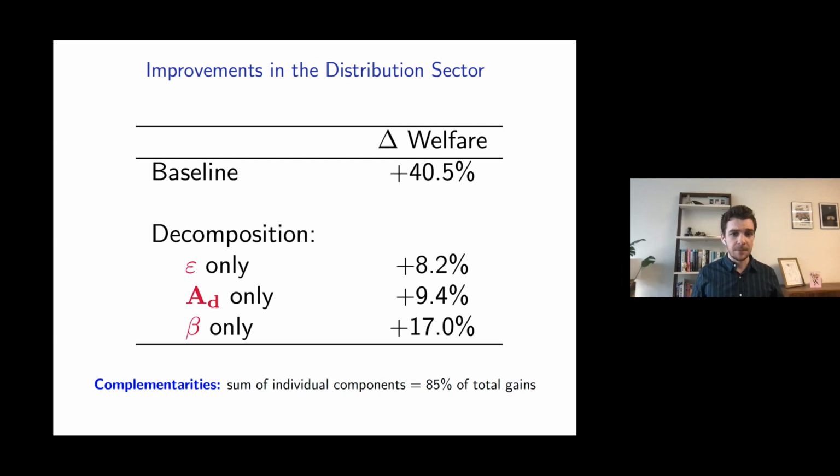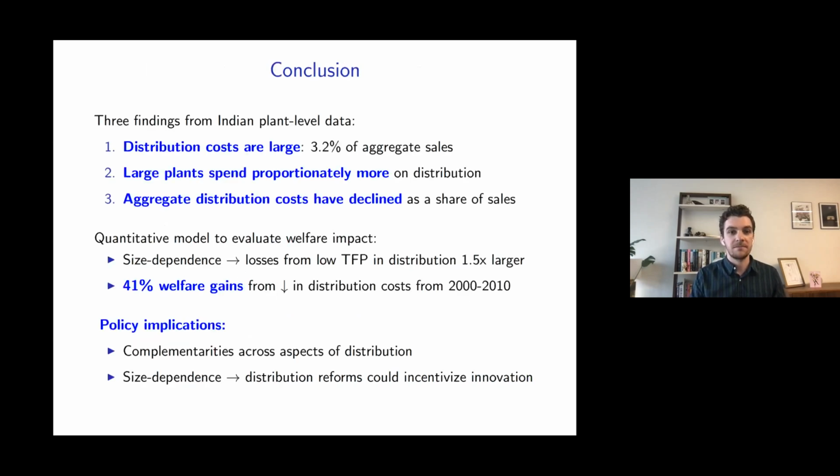In particular, the benefits of improvements in TFP and distribution are higher when distribution costs don't increase as rapidly with distance, with a lower value of epsilon. So I think I'm on time, but just to wrap up, and then happy to discuss more.